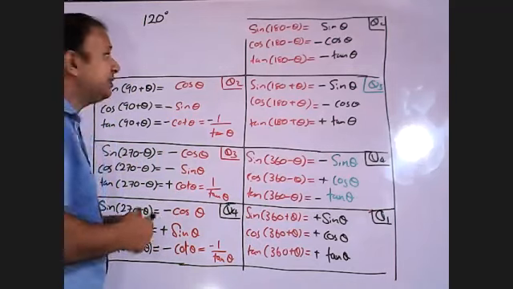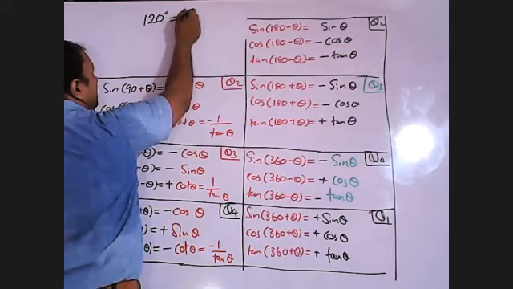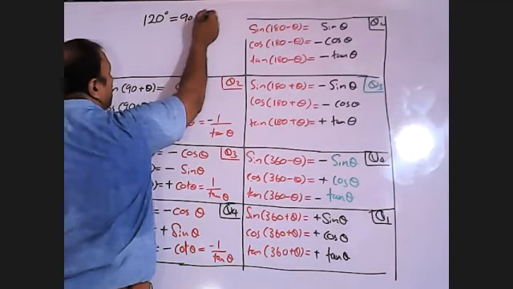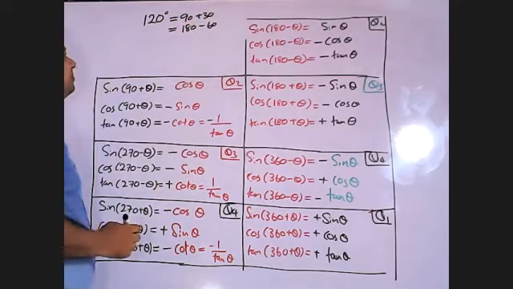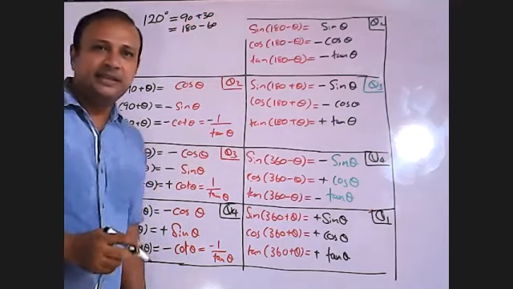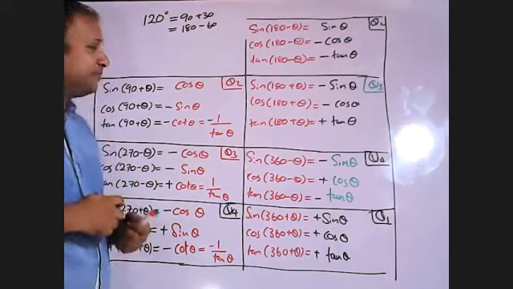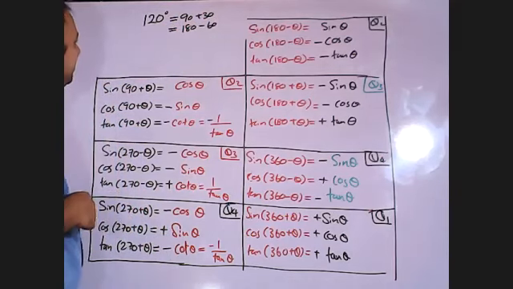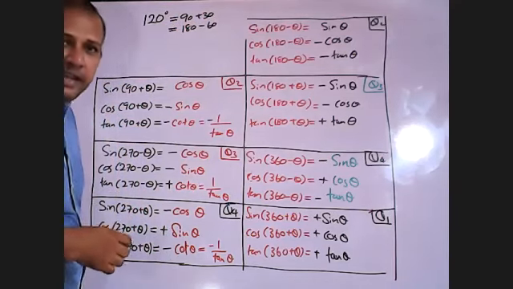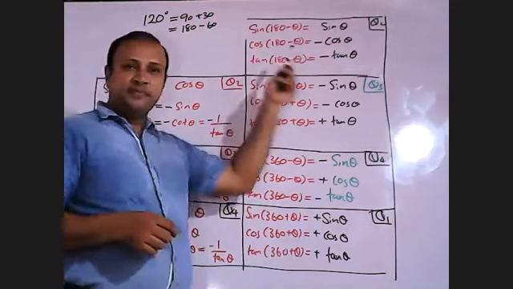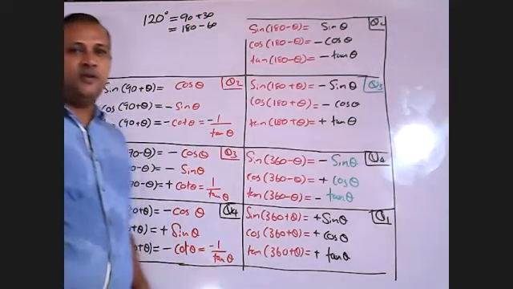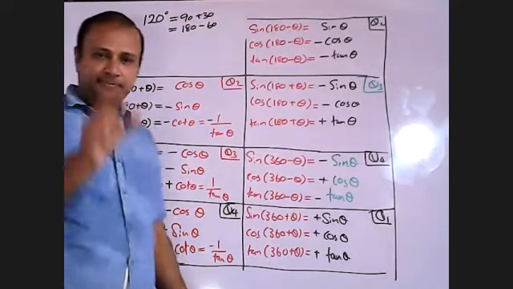Then I can write this as 90 plus 30 or 180 minus 60. 30 and 60 are the acute angles. In this case, I am going with 180, because if I take 180, the trigonometric ratio won't be changed. Only I have to consider the sign.